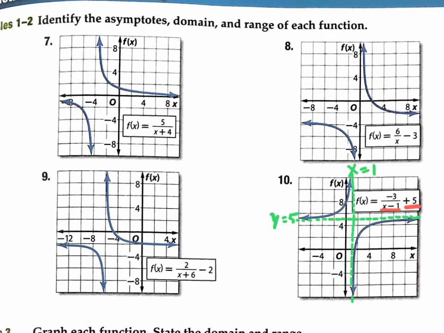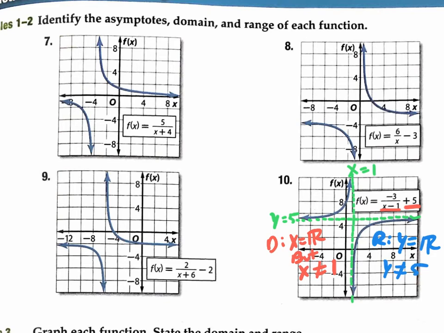State the domain and range. Okay, simple. The domain will be x equals all real numbers, but x cannot be that vertical asymptote value of 1. Okay, and the range, same thing. Y could be all real numbers, but y cannot be that horizontal asymptote of 5. Okay, so that's what we're doing.